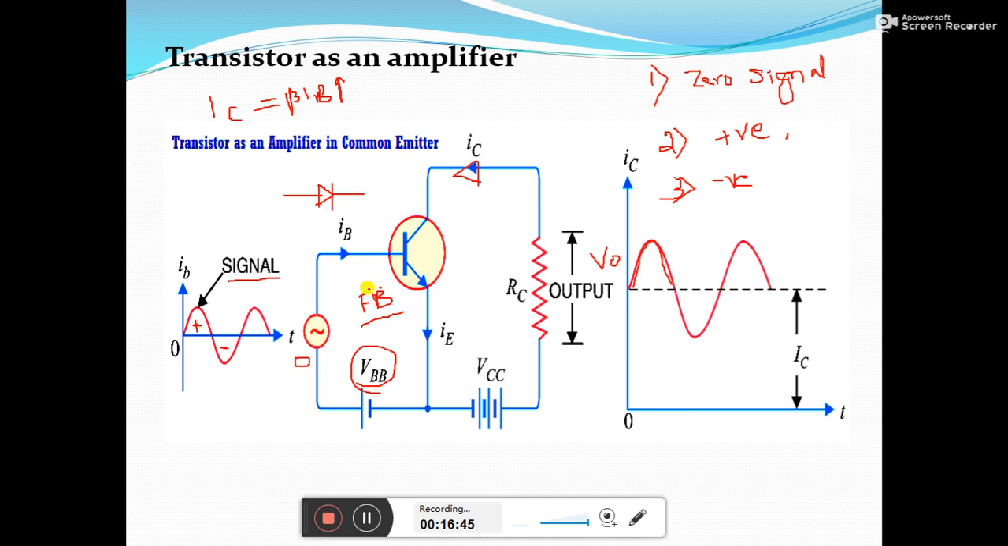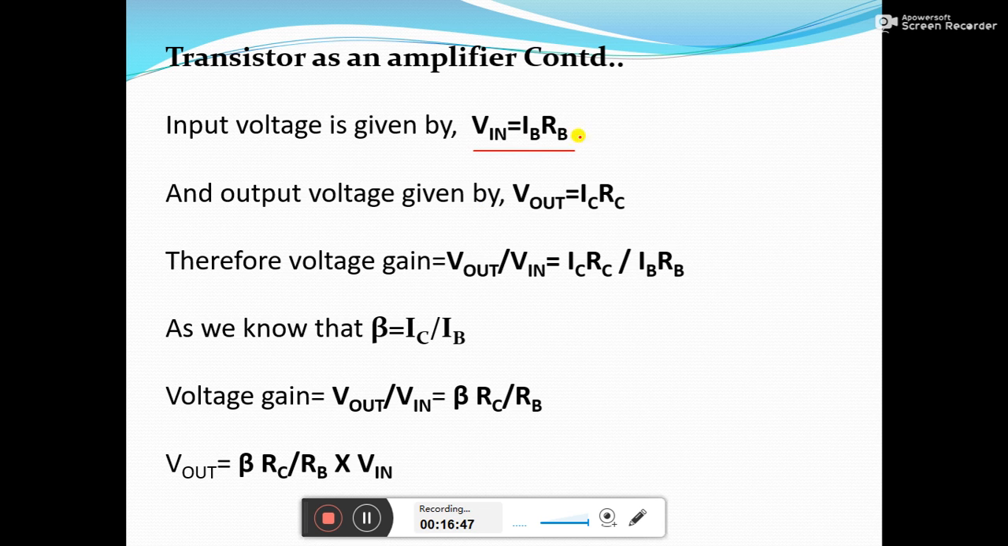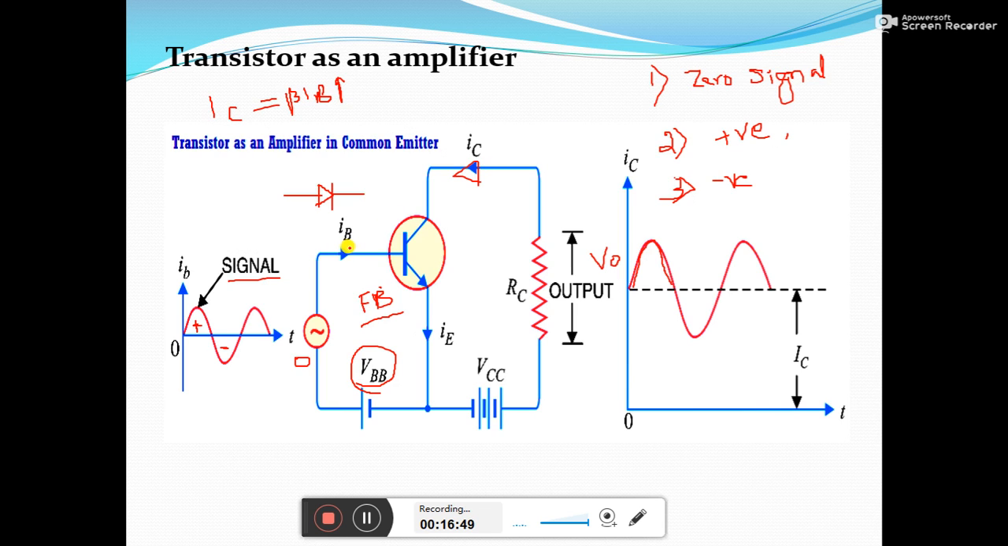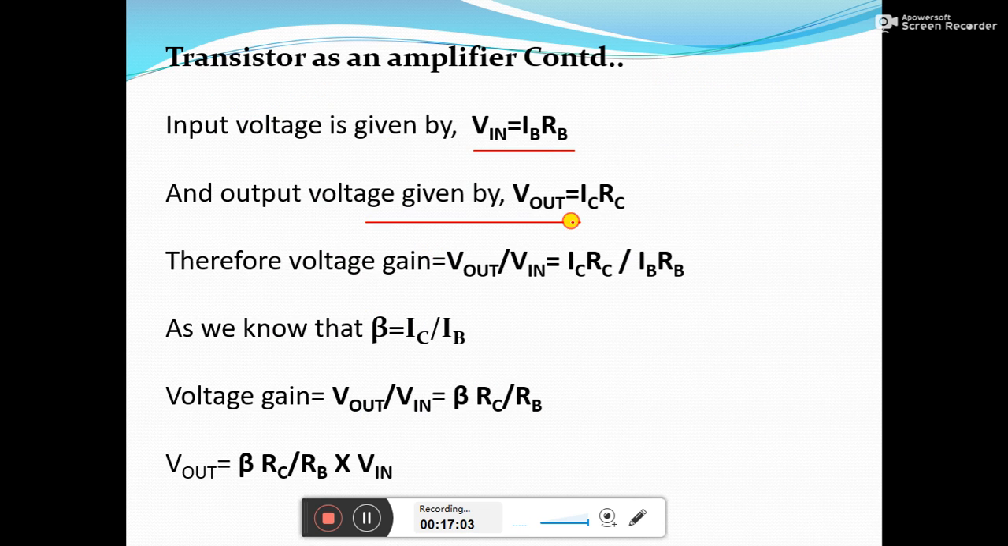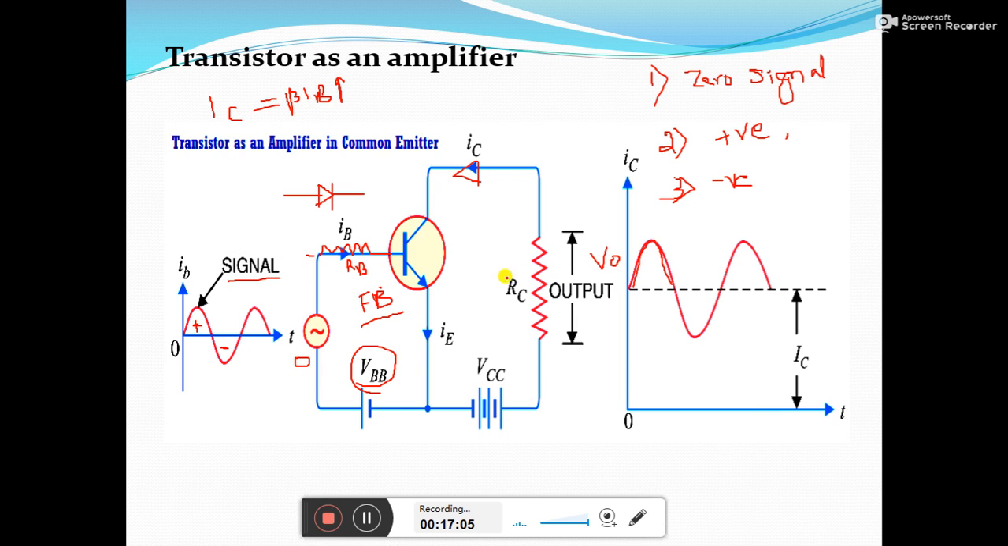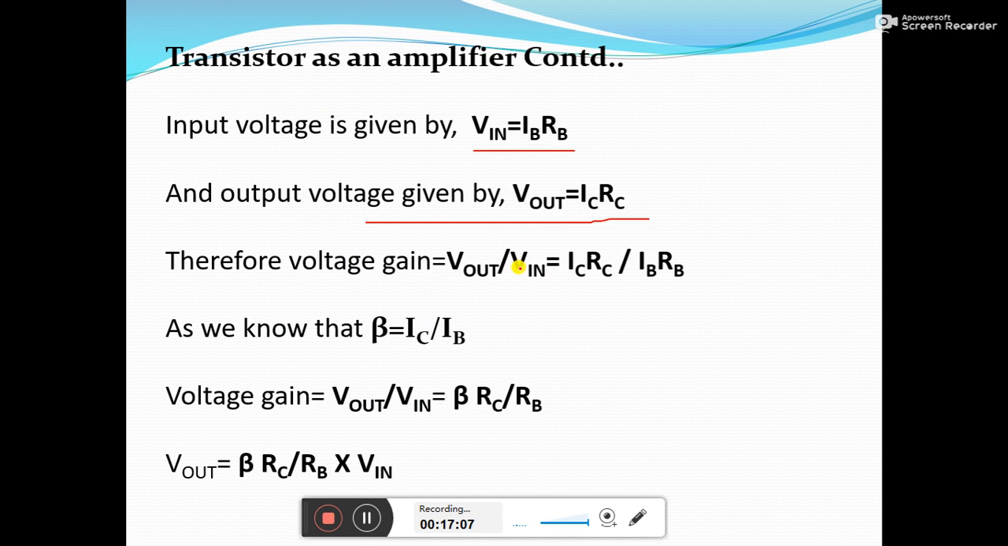Vin is given by IB into RB, because current IB is flowing here. You can show a resistor also here. I have given that in the notes. So this Vin is nothing but IB into this resistor, referred to as RB, and the output voltage Vout is nothing but IC into RC. Therefore, what is the voltage gain? Output voltage divided by input voltage, that is IC RC divided by IB RB.